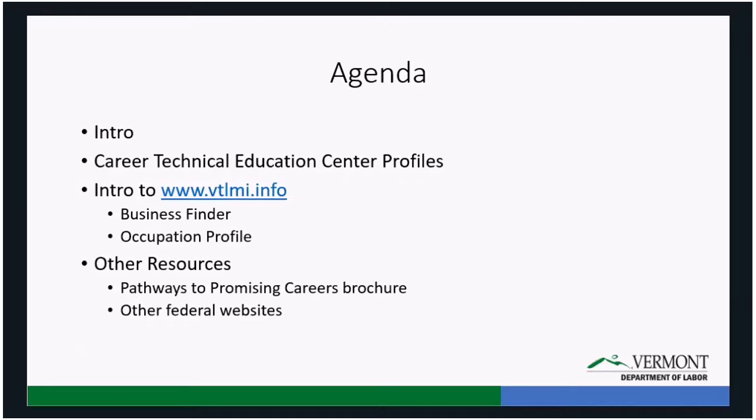We'll start with a brief introduction, and then we'll talk about Career Technical Education Center profiles, a new data product we've created. We'll talk about the Business Finder and the Occupational Profiles, and then some other resources that might be helpful, including a Pathways of Promising Careers brochure produced by the McClure Foundation, and a few other federal websites. Along the way, if you see information on the screen that you would like copies of, there will be an opportunity at the end to get that information.